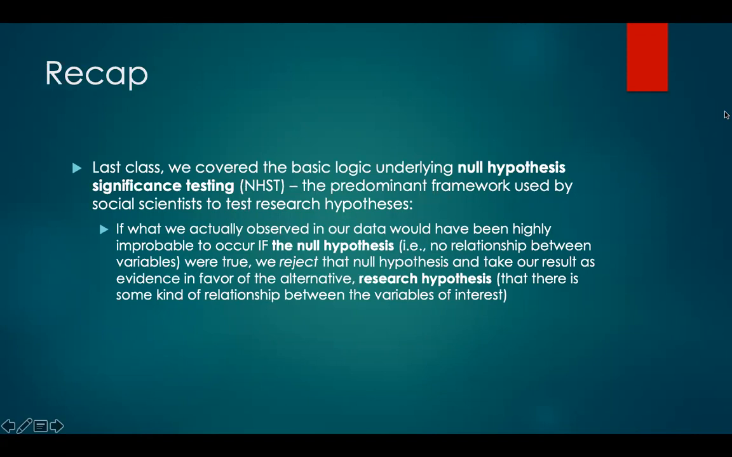Now, last class we covered the basic logic underlying null hypothesis significance testing, or NHST, which is the predominant framework used by social scientists to test their research hypotheses. And here's the logic below. If what we actually observed in our data would have been highly improbable to occur if the null hypothesis, or the hypothesis that there is no relationship between the variables of interest, were true, we reject that null hypothesis and take our result as evidence in favor of the alternative research hypothesis, or the hypothesis that there is some kind of relationship between the variables of interest.